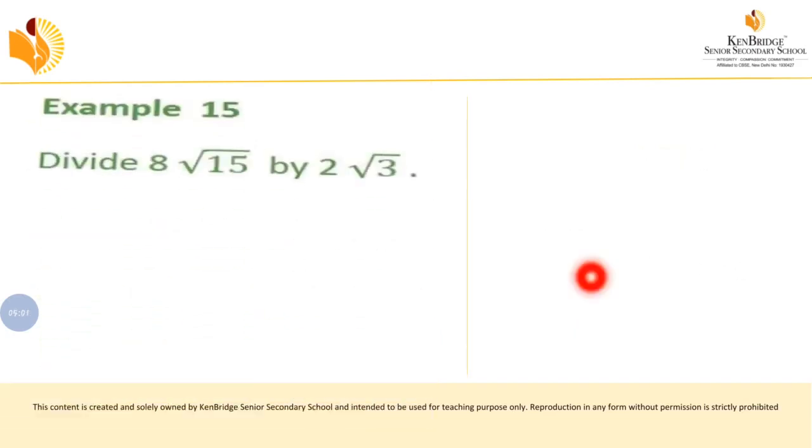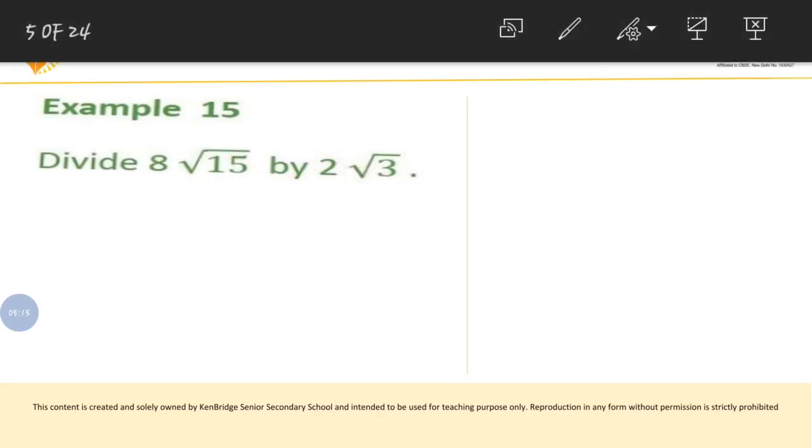So the next question is example 15. Now we are going to divide 8 root 15 by 2 root 3. What are we going to do? We are going to divide 8 root 15 by 2 root 3. Let's see how to do it.